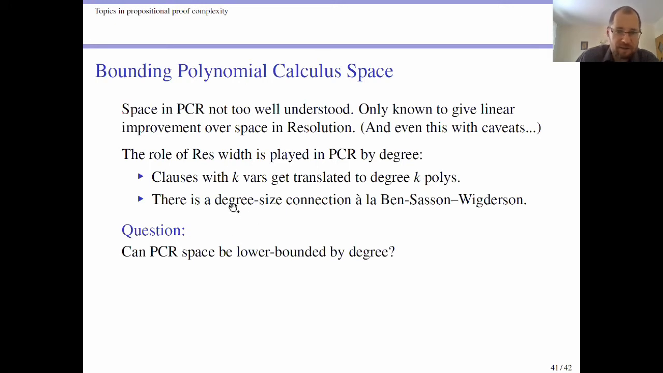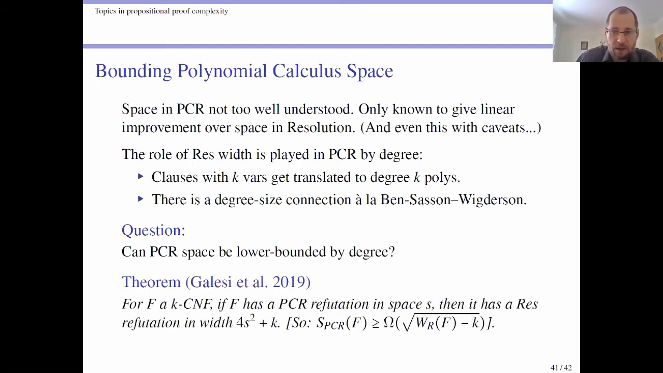And like the width-size connection for resolution, there is a degree-size connection in polynomial calculus, which was actually noticed earlier than the width-size one. It was the model for the width-size one. So also, typically, when you get width lower bounds for resolution, if the formula remains hard for polynomial calculus, then you might get a corresponding degree lower bound, and so on. So degree is the notion that you would expect here. So people were asking whether space in polynomial calculus can be lower bounded by degree.